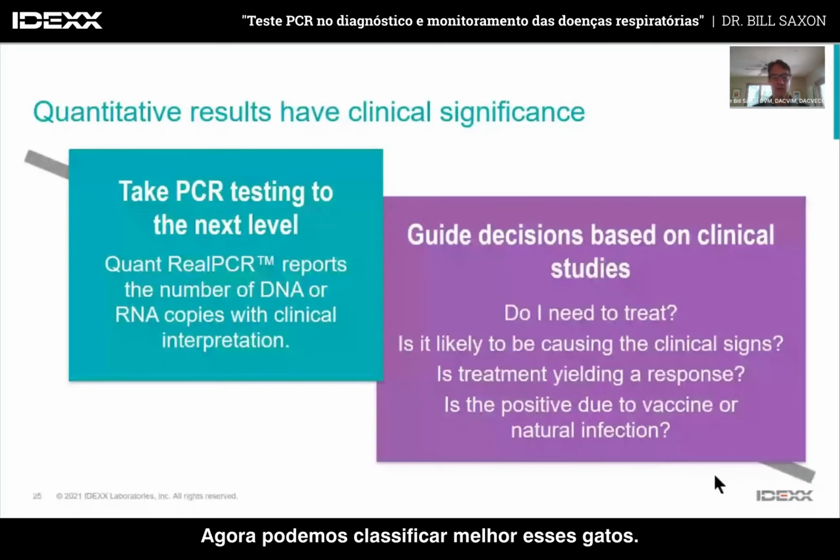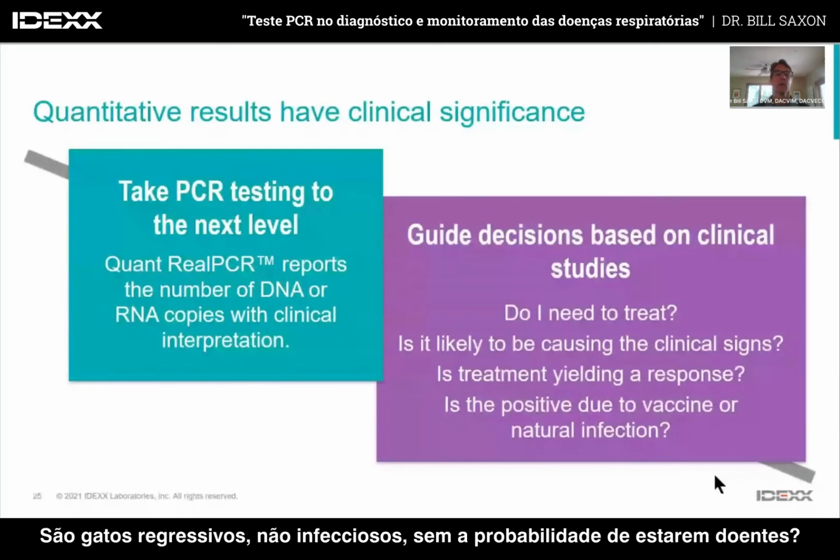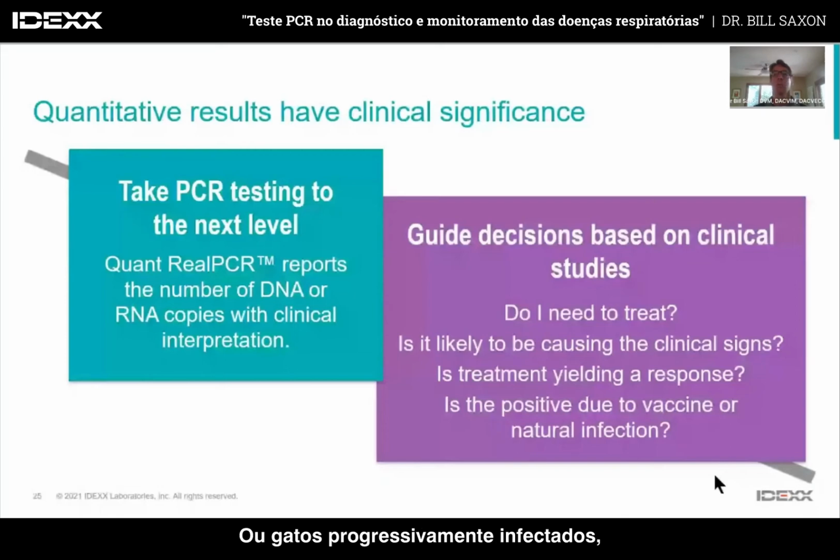Now we can stage those cats better. Are they a regressive cat, not infectious, not likely to be ill, or a progressively infected cat, sick, contagious to other cats? The difference there is how much DNA there is. So there's a cutoff above which we've got progression, treat that cat like a positive infectious cat, below which we have regression, watch the cat.